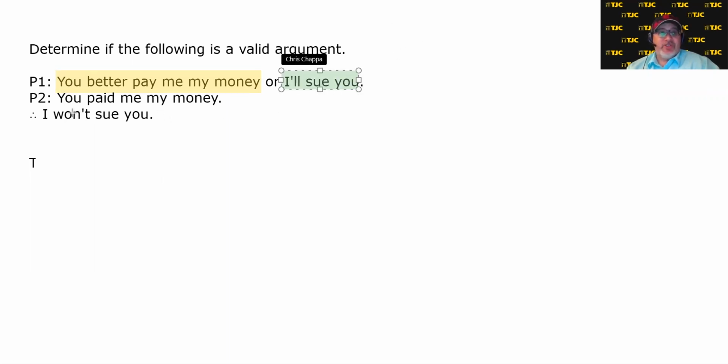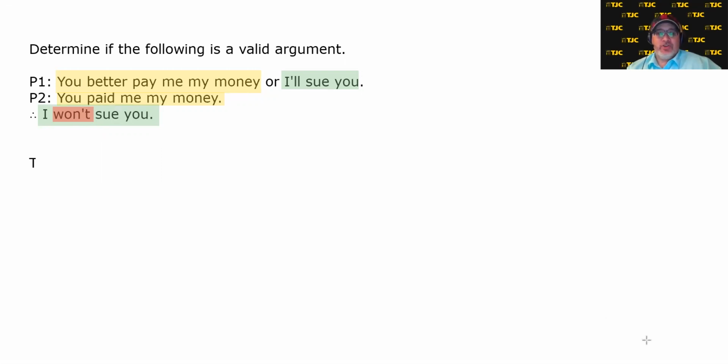The second premise is, you paid me my money, which is the past tense of the first statement in the disjunction, but that's okay. Tenses can change. It's still the same statement. And the conclusion is not the second statement in the disjunction, but its negation because of the word won't. This is precisely the argument form for the fallacy of the inclusive or.